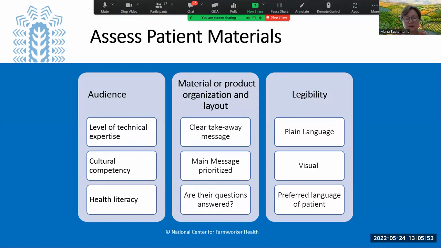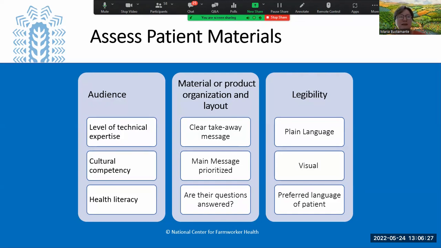We also need to look at material or product organization and layout. How is the material laid out? Is it clear? Do we have a clear takeaway message? And let's ask ourselves, what is our intention by giving a tool or a material or a flyer or a video? What's our intention? Is that intention clear? Is the main message prioritized?